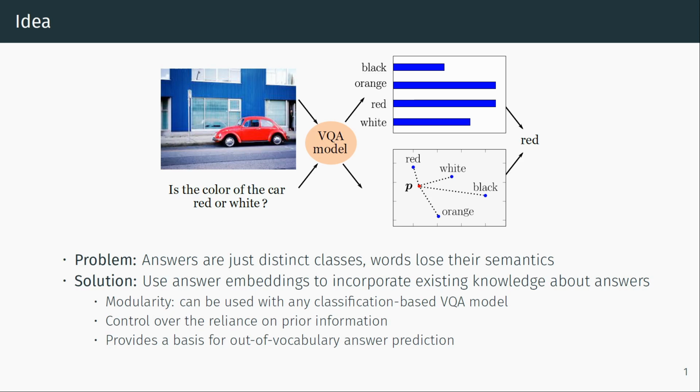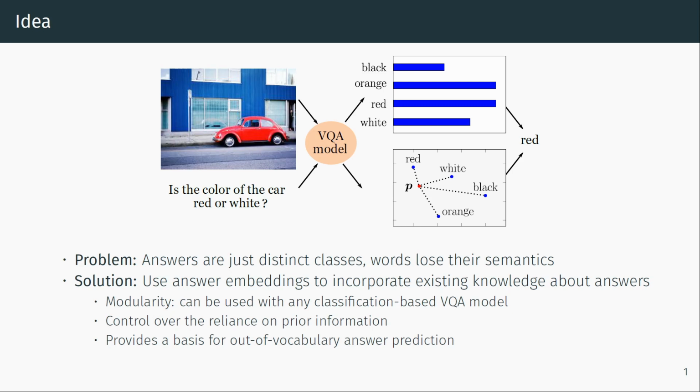But this approach has significant drawbacks. When we treat answers just as distinct classes, they are disconnected from their meanings. And so we're losing relations between different answers, and we're also losing the connection between the answer and the question as well, especially when the question already contains the correct answer.